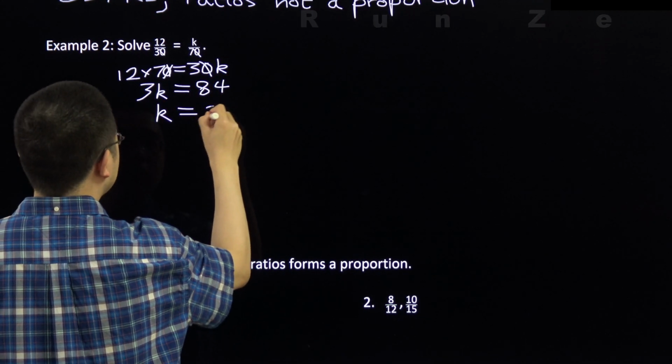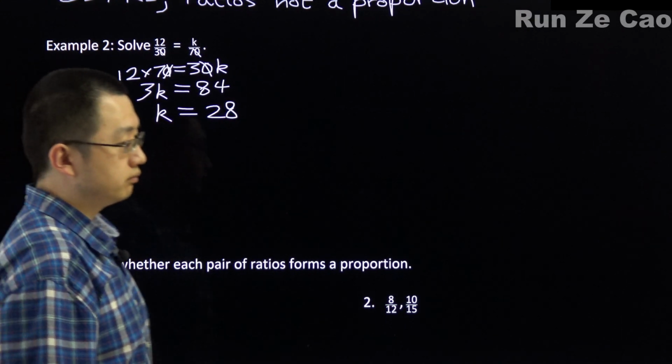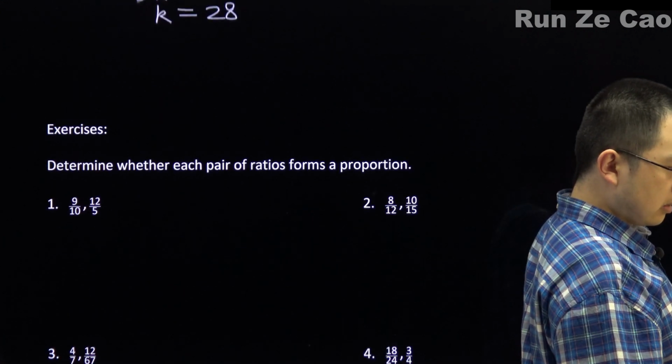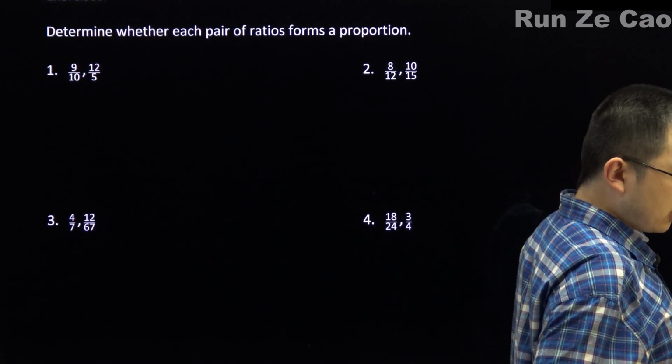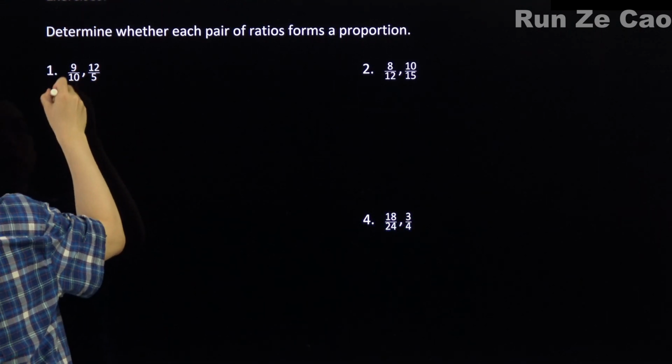And then divide. Okay, fine. So k is equal to 28. Okay, let's determine whether each pair of ratios form a proportion. Cross multiply.